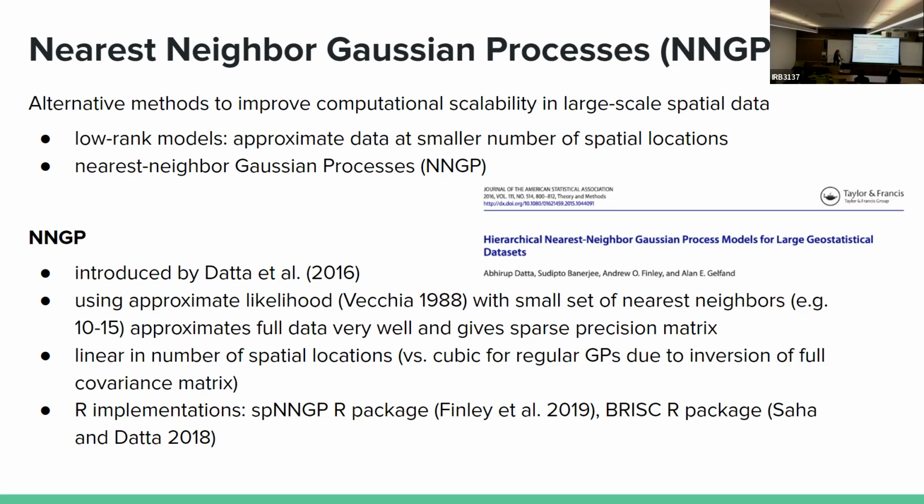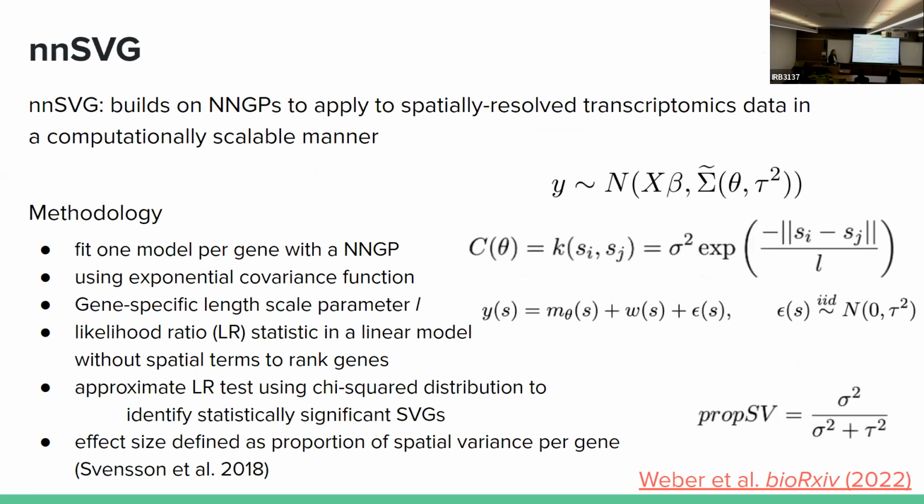But the idea is you just use an approximate likelihood with a smaller set of nearest neighbors that does approximate the full data likelihood pretty well. It gives a sparse precision matrix. It scales linearly in the number of spatial locations, as opposed to cubic for the regular Gaussian processes. And there are some existing R implementations. So this is what we developed in SVG.